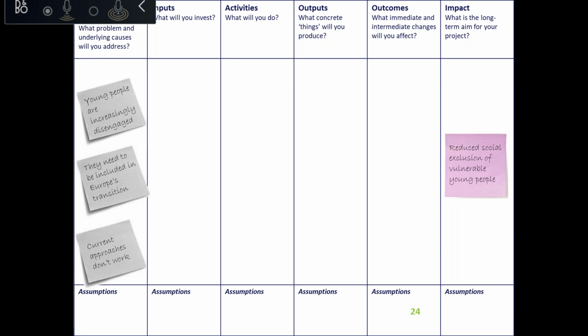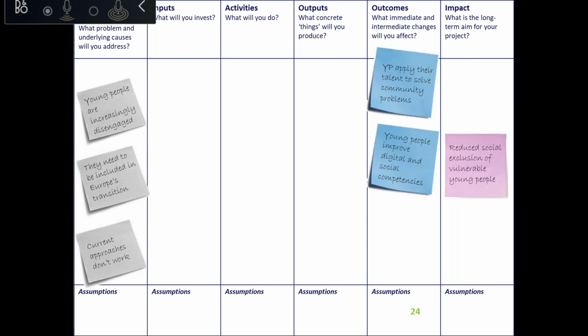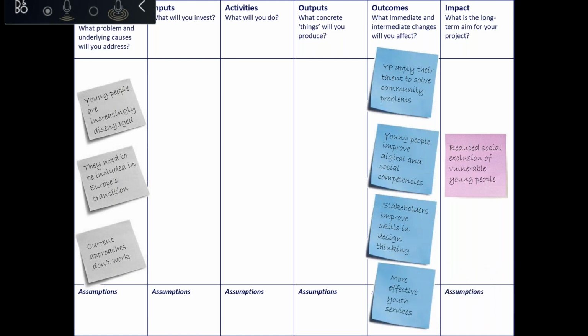How does the team think they're going to get there? The team thinks that in order to achieve the ultimate impact of reduced social exclusion, they need to build young people's confidence and skills as an outcome. Young people also need to build their digital and social competencies if they're going to be included more. Then at the same time, local stakeholders need to be skilled up in design thinking to create different services. And ultimately, youth services locally need to become more effective.